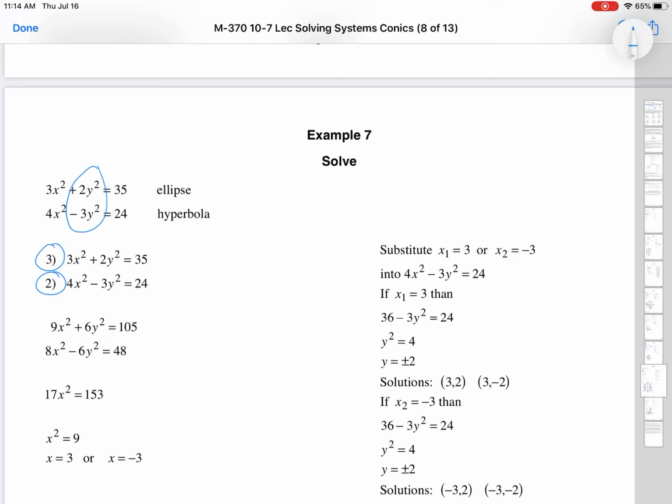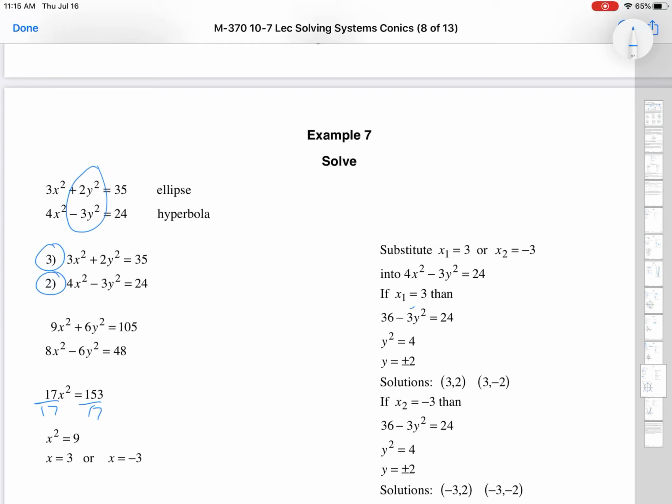We triple everything, including the constants at the end. We add, and we get 17x squared is equal to 153. If you divide by 17, you get a 9. And so we get two solutions, 3 or negative 3. Now we're going to substitute those into whichever one you feel is the easiest. I don't know how you'll make that determination. He chose the second one. I think they're equally as difficult.